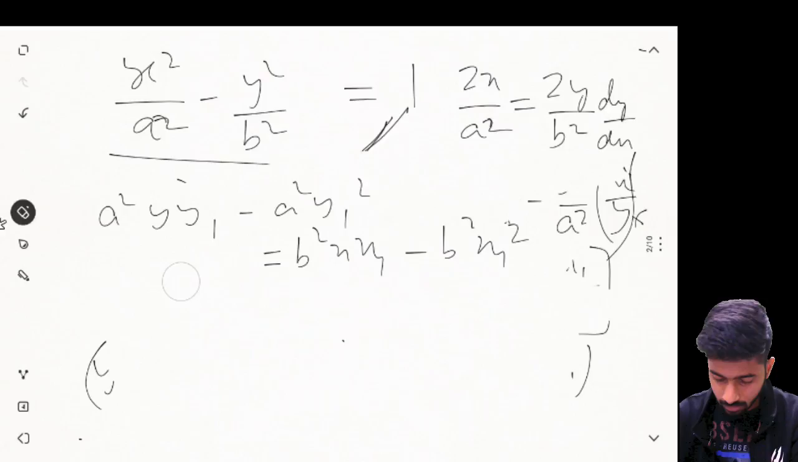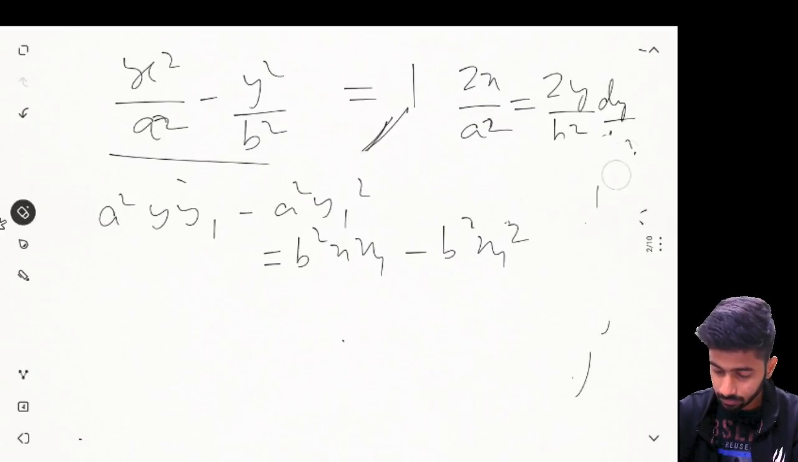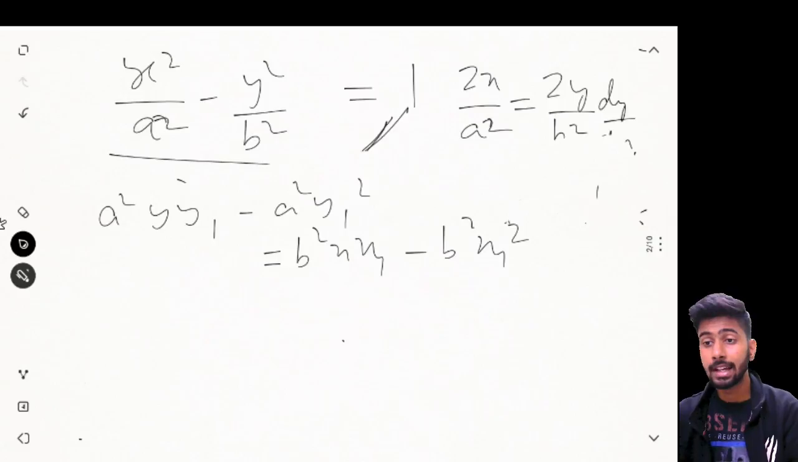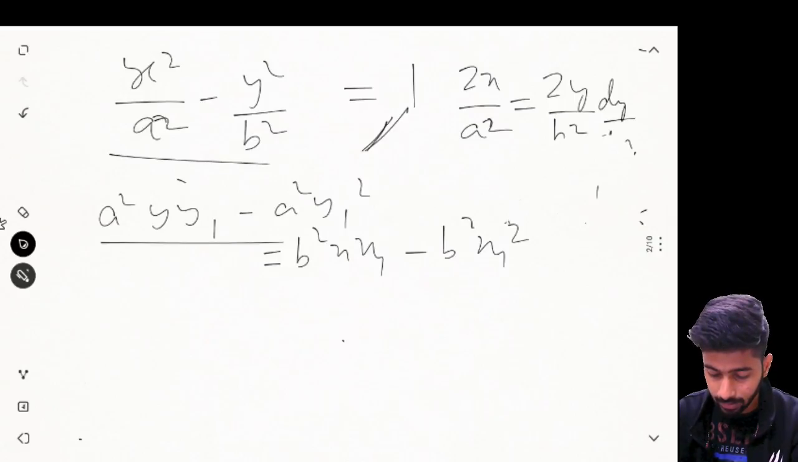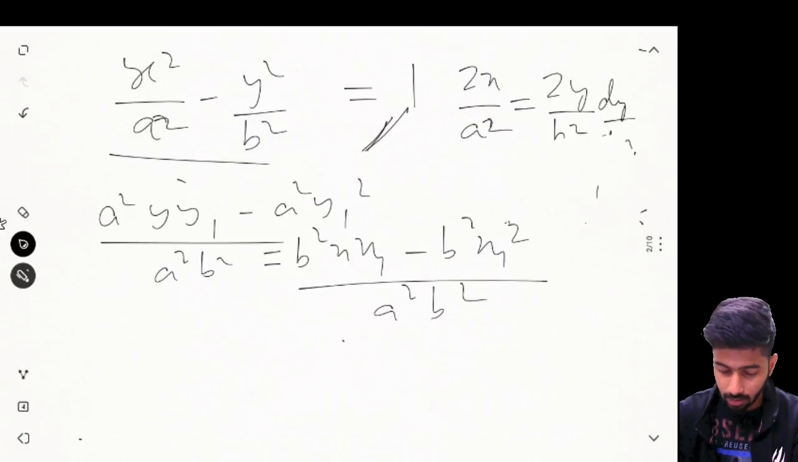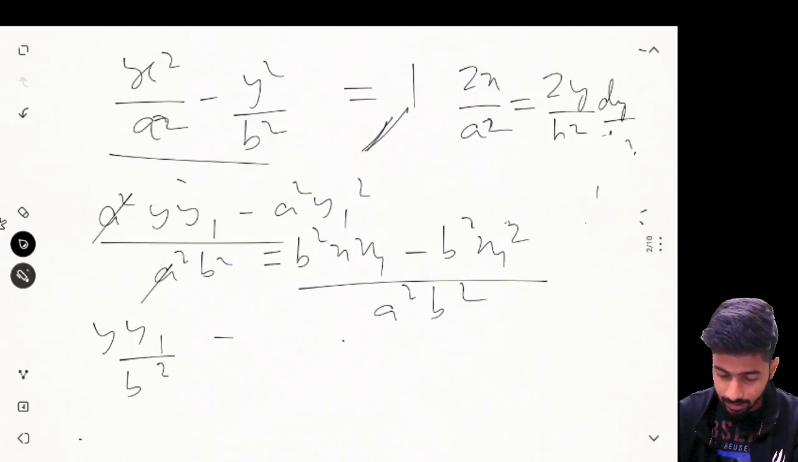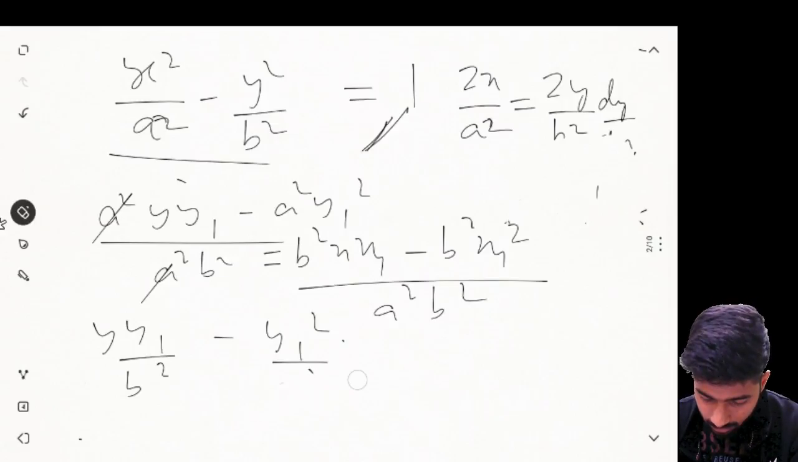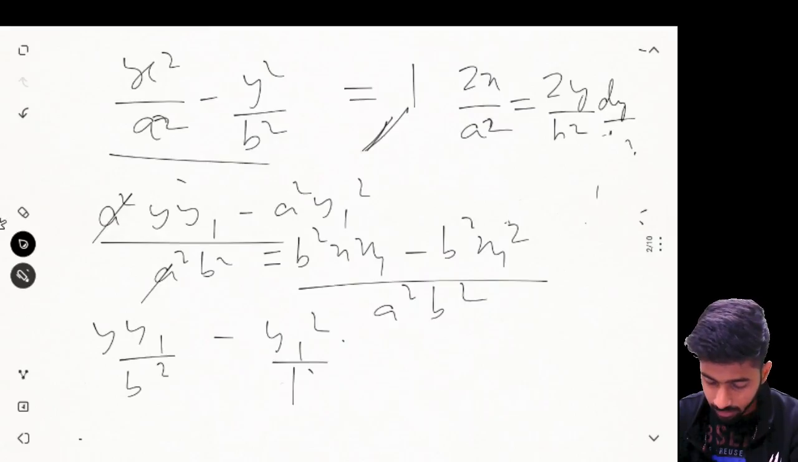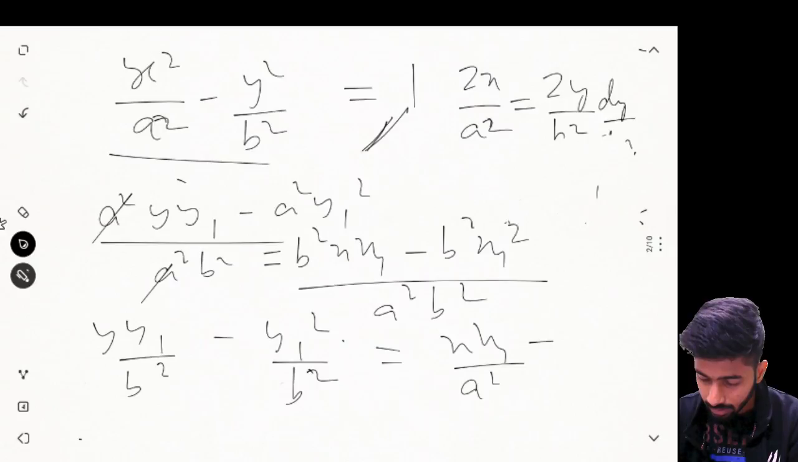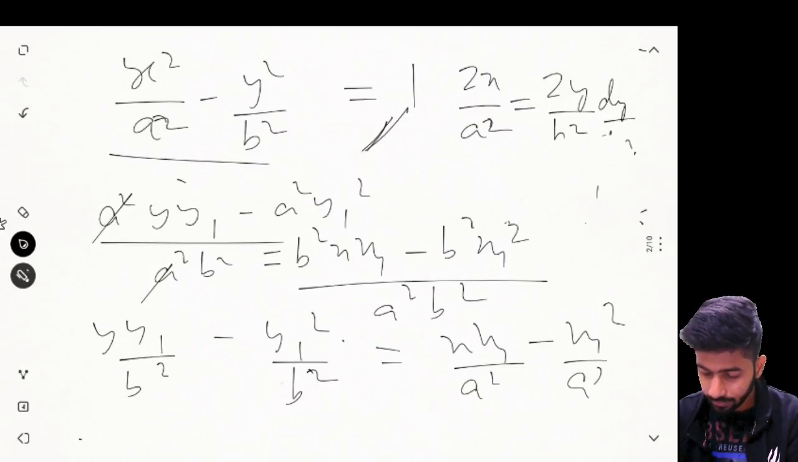Trying to simplify this further. We'll divide on both sides by a square b square. So what you now have is this a square gets cancelled with this. So you have y1 square by b square minus y1 square by a square. Sorry, y1 square by b square is equal to x1 by a square minus x1 square by a square.